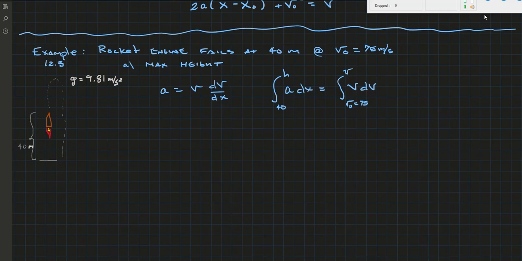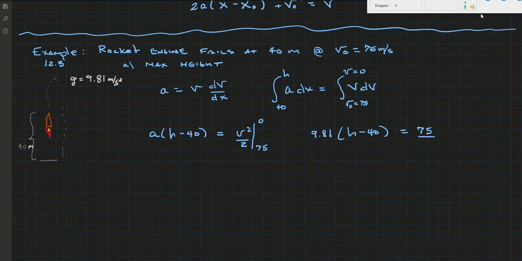Well, in order for this to stop and start falling back down, v at that height has to be equal to 0. So we have everything we need in this relationship, and we can solve for h. And here's the solution to these integrals. And let's put in values. So a equals 9.81. h minus 40 here equals 75 squared over 2, minus, or 0 minus 75 squared over 2.